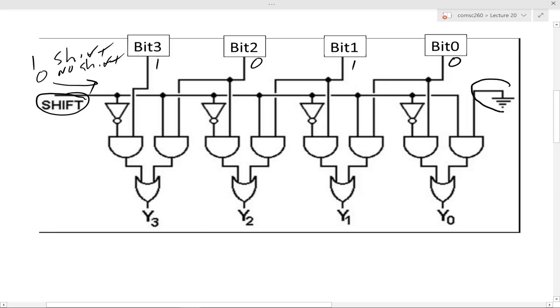This ground symbol on the right here, I think you remember the basic shifting left lesson, where if you're shifting bits to the left, the leftmost bit goes into the carry flag, and on the right it fills in with zeros. That's what this grounding does. This circuit does not illustrate shifting the leftmost bit into the carry flag.